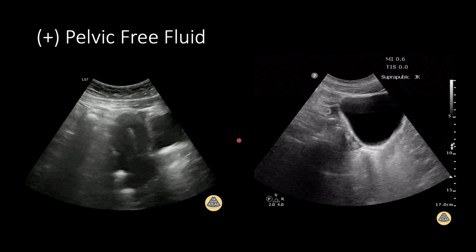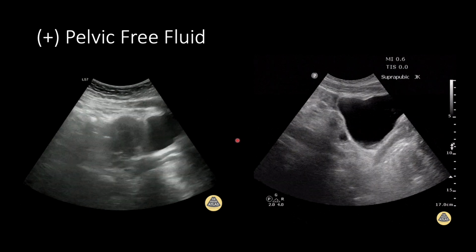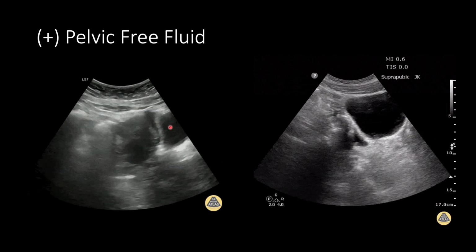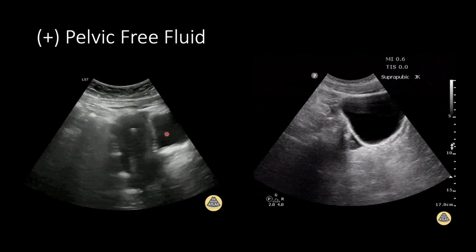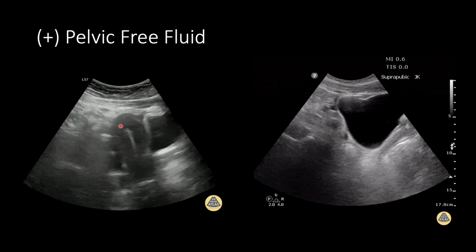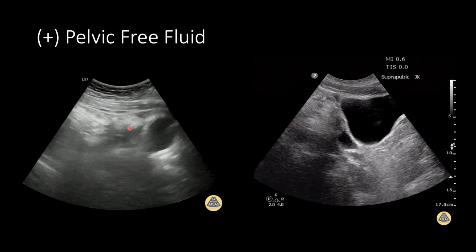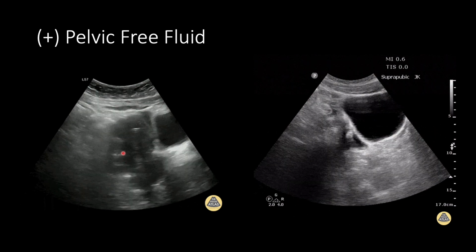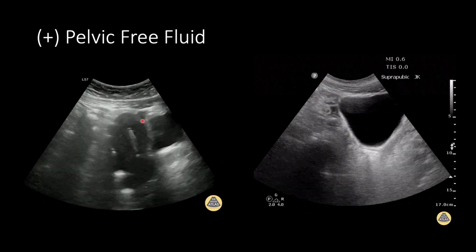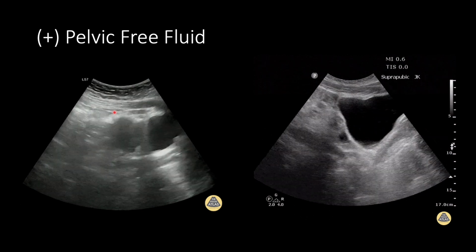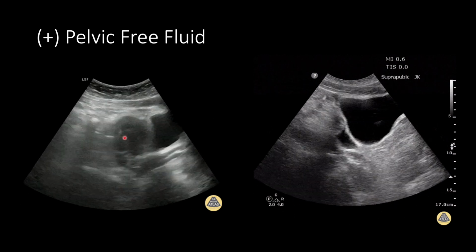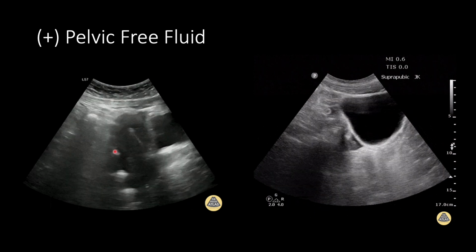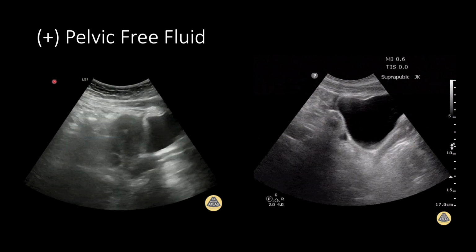So here we have examples of positive pelvic free fluid. Here on the left is a patient with a uterus, and we have the urinary bladder here as an anechoic structure. We see the uterus, and in fact there's an IUD on the inside of this uterus here. But what is positive is that we see a collection of anechoic fluid right here, and even right here between the anterior portion of the uterus, and that is free fluid that is in the pouch of Douglas right here. So that is a positive pelvic FAST.